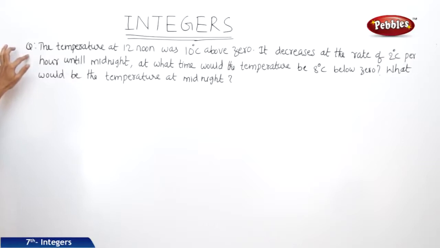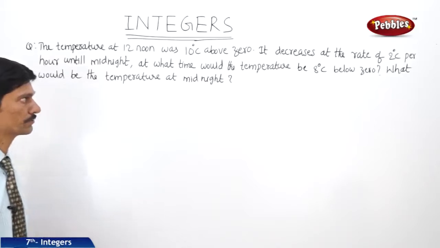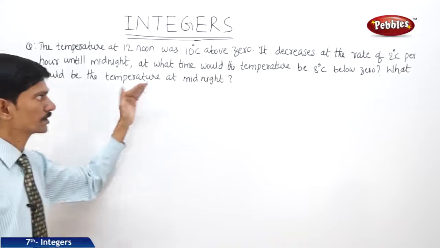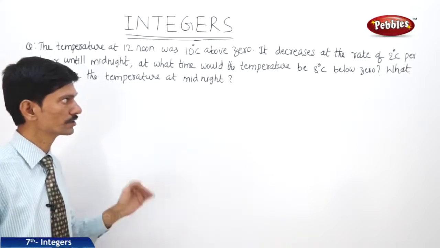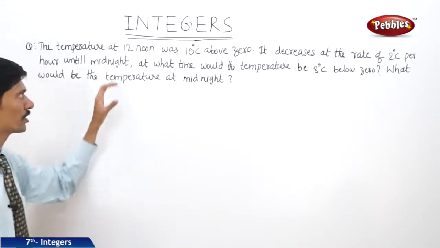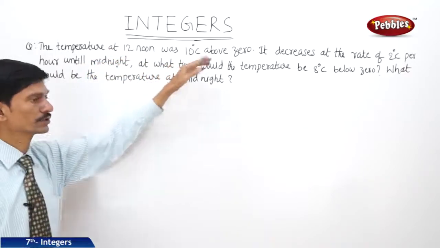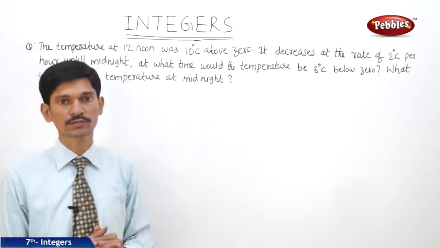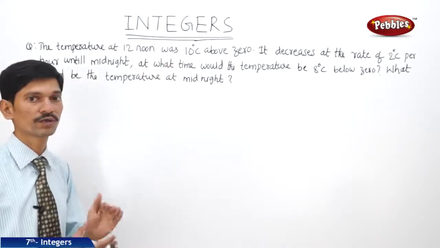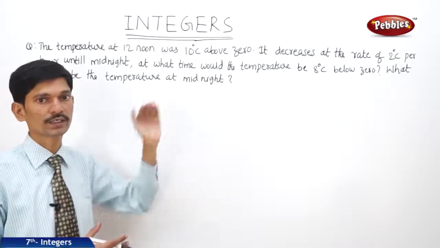The temperature at 12 noon was 10 degrees centigrade above 0. It decreases at the rate of 2 degrees centigrade per hour until midnight. At what time would the temperature be 8 degrees centigrade below 0, and what would be the temperature at midnight? So here the temperature at 12 noon was 10 degrees centigrade above 0. If the temperature is above 0, we represent it as plus 10 degrees centigrade. If it is below 0, we represent it as minus 10 degrees centigrade.